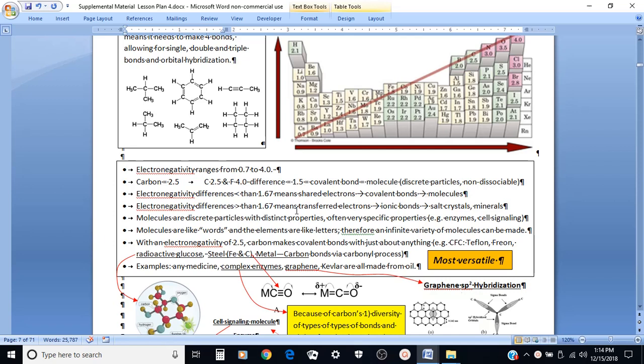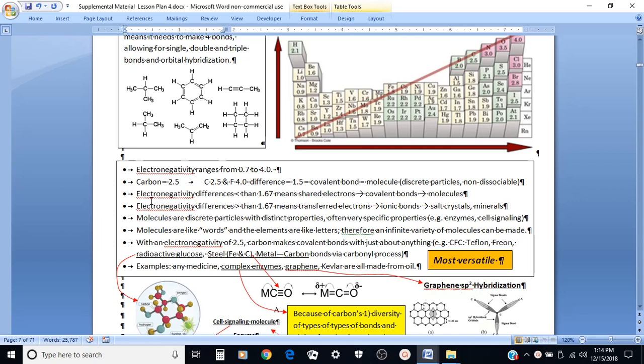So, for example, ionic bonds like salts, right? You put them in water, they melt. They dissolve in the water, and they lose their structure. Not so with molecules. They maintain their structure and they maintain their properties, right? That's why they're very important.